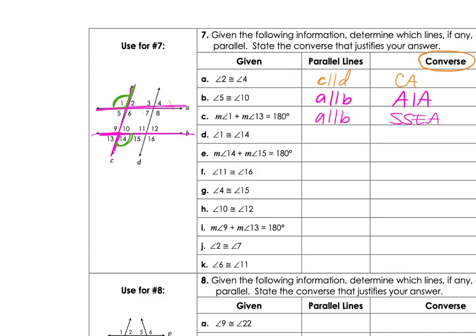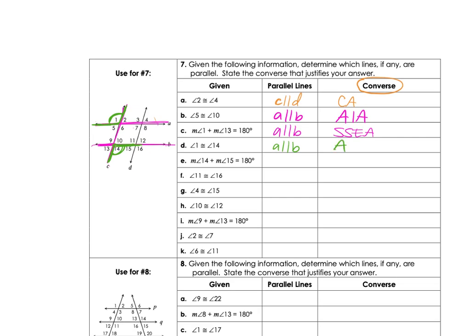1 goes here. 14 goes here. Which two of those lines? A and B. A is parallel to B, and those are alternate exterior angles. Okay. 14 plus 15 equals 180.